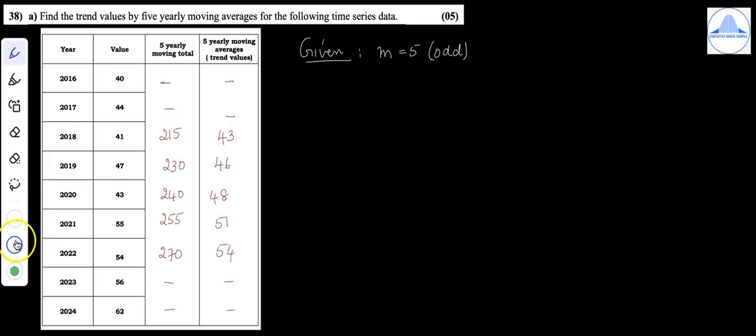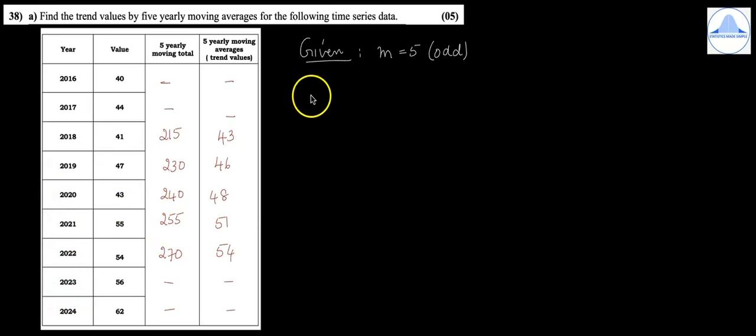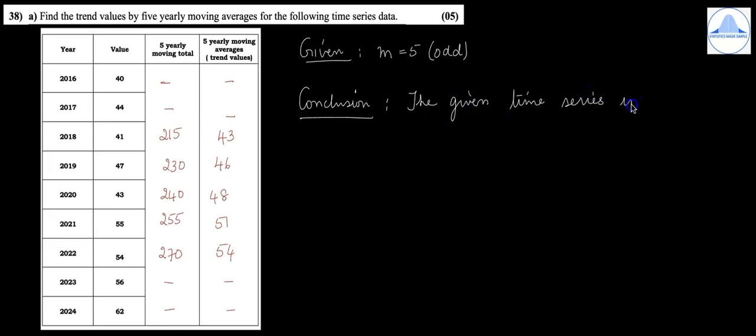Now let us write the conclusion for this problem. So now observe whether the trend values are increasing or decreasing. So you observe that the trend values are increasing. So you can write the given time series indicates an upward trend.